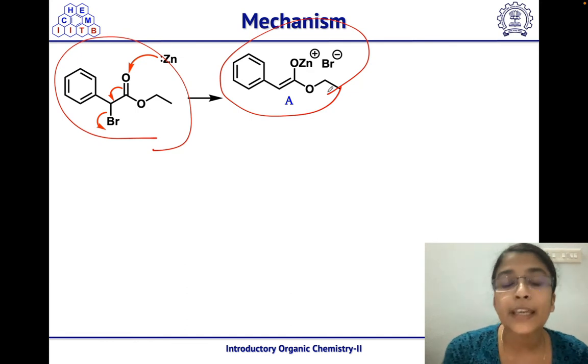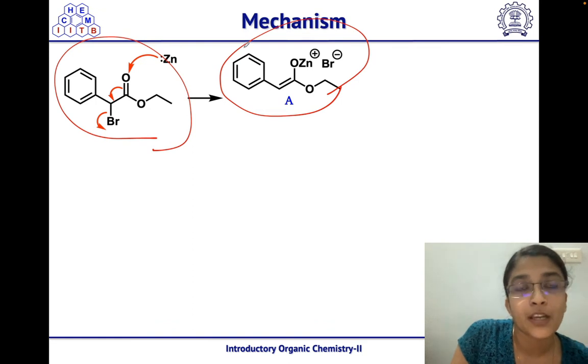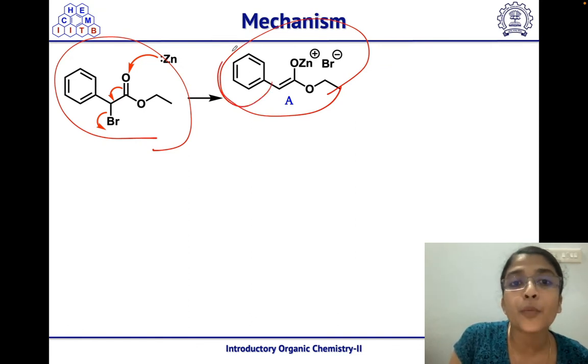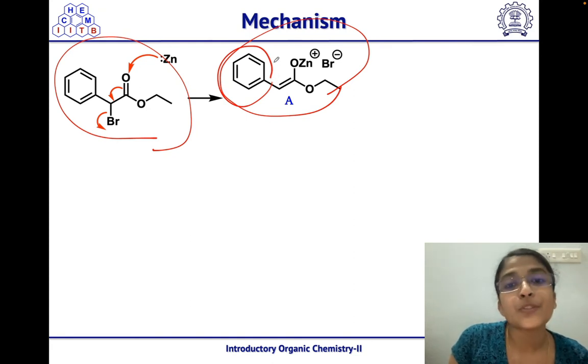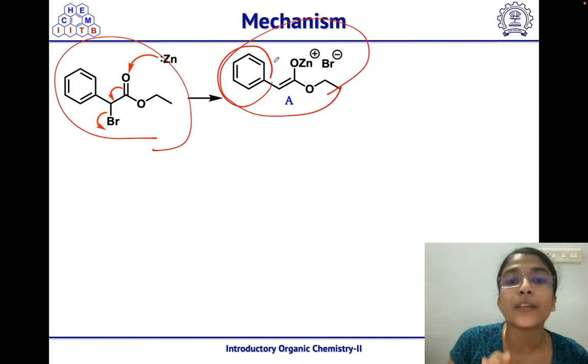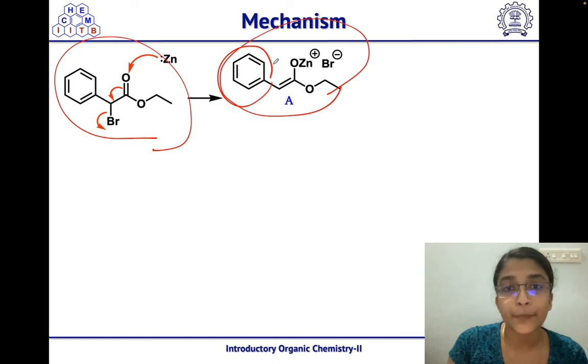In our question, they have given that A is a lithium enolate. But here A is a zinc enolate, so that option can be ruled out. And they have given that compound A has two aromatic rings. Here only one aromatic ring is present in compound A, that is one phenyl ring. So that option can also be ruled out. Compound A is a zinc enolate and it has only one phenyl ring, that is one aromatic ring. So the options that compound A is a lithium enolate and compound A has two aromatic rings can be ruled out.